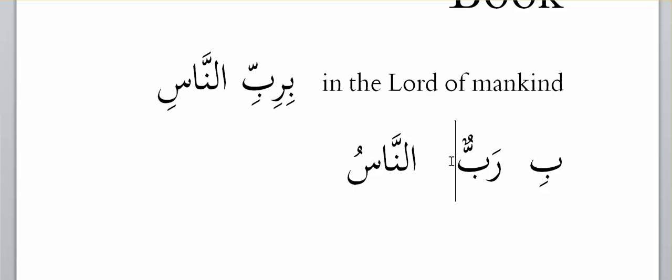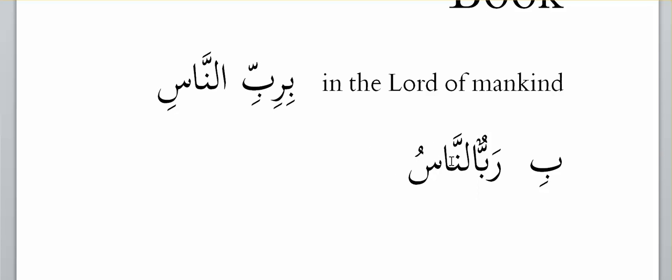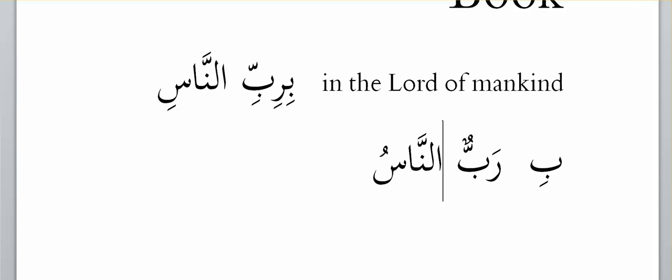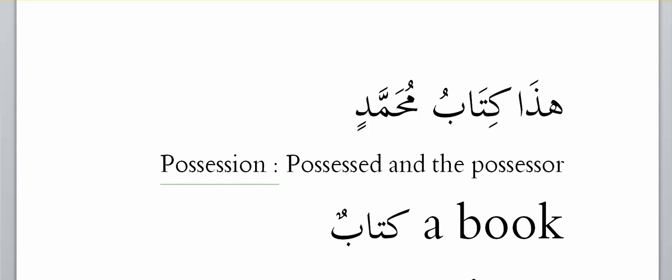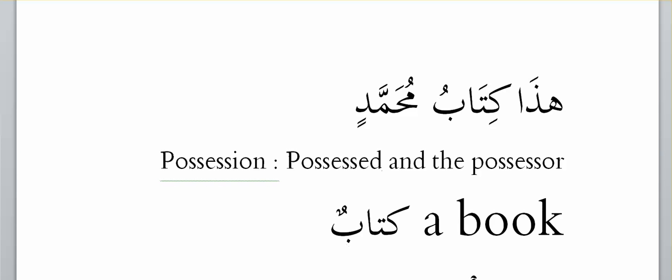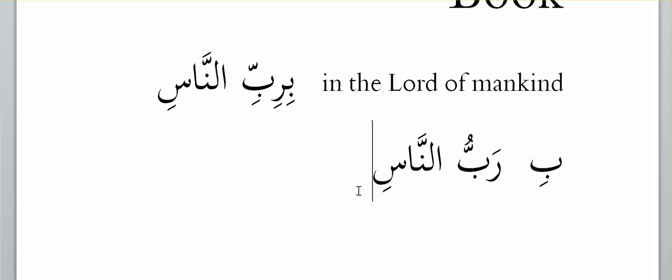Let's make idafa now. Let's join Rabbun to An-Nas. Lord of mankind. Mankind's Lord. So we do idafa. Just like we did Kitabu Muhammadin, we will say Rabbu. And what do we put on An-Nas? A single kasra. Remember with the word Muhammad, when we say Kitabu, we drop the tanween on Kitab and put kasra on Muhammad. Now why did we put only one kasra on An-Nas? Because it has alif and lam already. Are you following me?